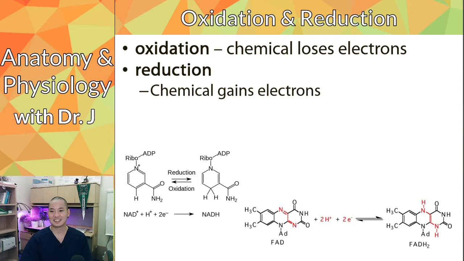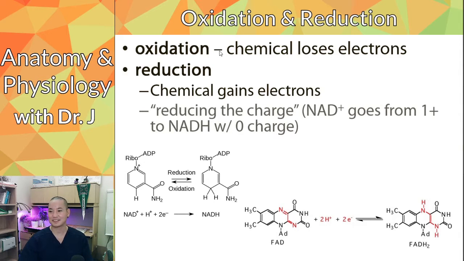I know, couldn't they have called it something like oxidation and electronification or deoxidation? This is just what they went with. You just got to get used to it. So this is a way to think of it: reduction is reducing the charge. When you reduce NAD plus, it goes from a positive 1 charge to NADH with 0 charge. So you're going from +1 and reducing the charge to 0. And why is that? Well, all the way back to basic chemistry, electrons have a negative charge. So when you gain electrons, the charge of a molecule drops.